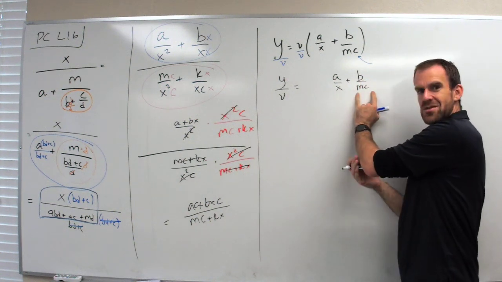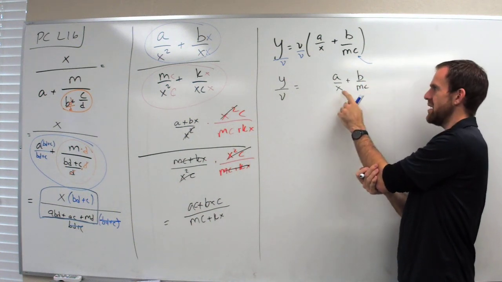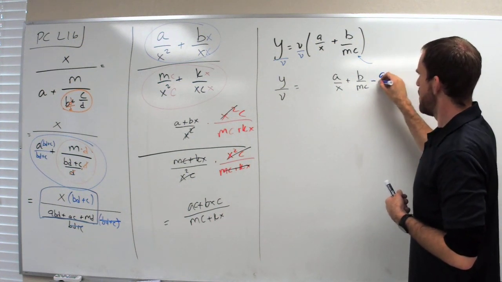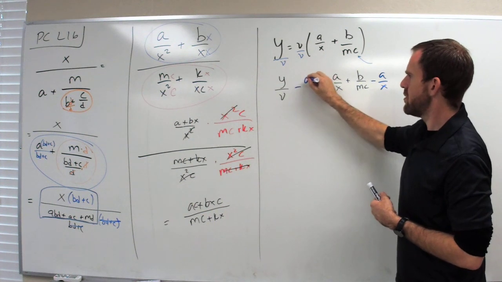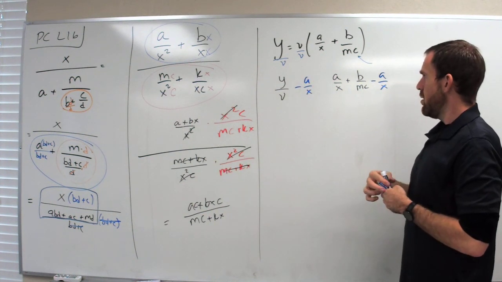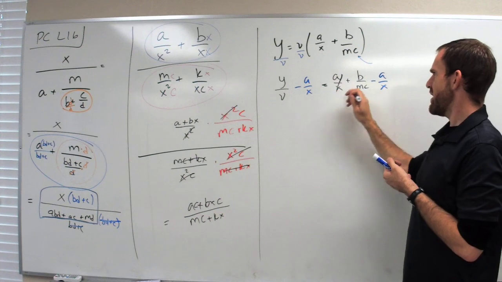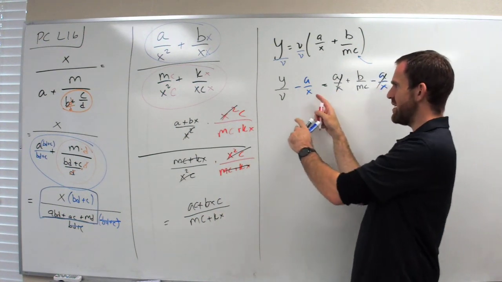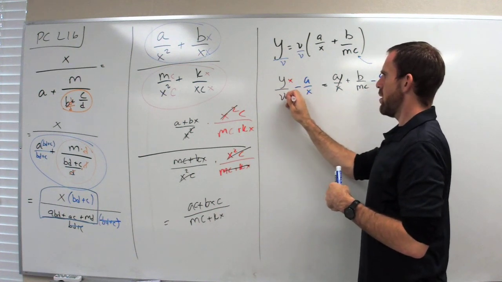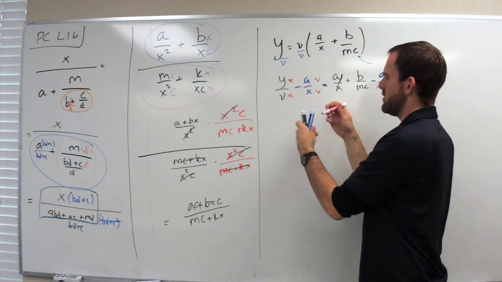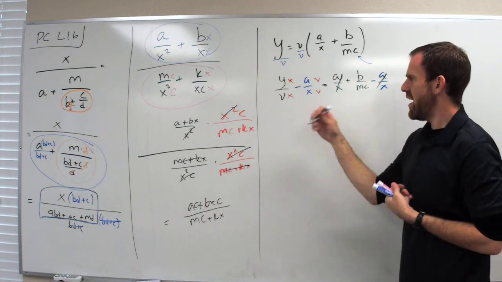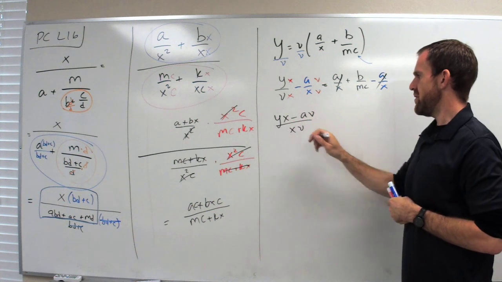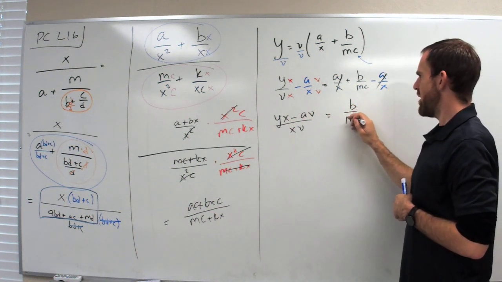Since this term is the one I want to get by itself so I can get to c, I'm going to subtract a over x from both sides. This side, they cancel. This side, I need a common denominator. What's my common denominator? Well, it has to have an x and it has to have a v. So this left side becomes yx minus av over xv. This equals b over mc.